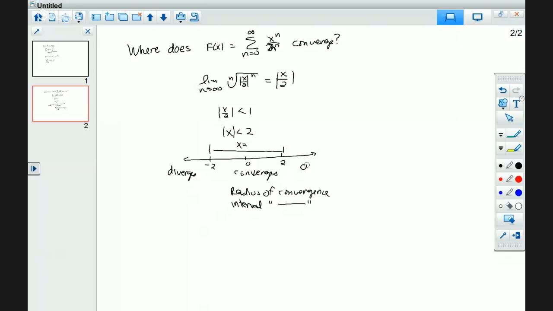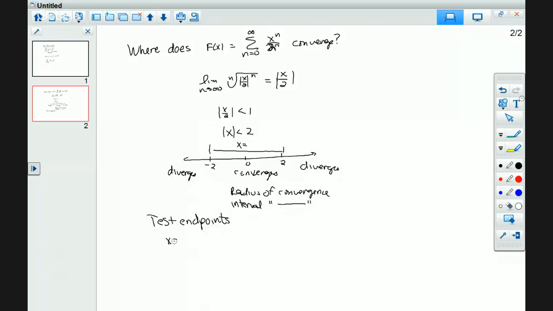This is where these get a little tedious. What happens at 2 and -2? It means it's 1 and the root test is inconclusive, correct? So we actually have to test it. Okay, so we have to test the endpoints. It's not equal to.